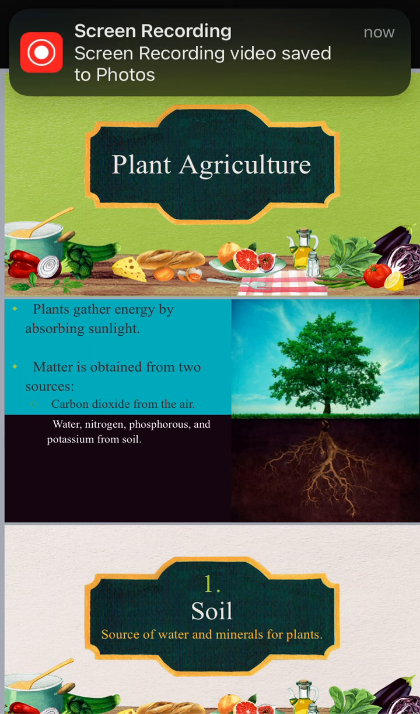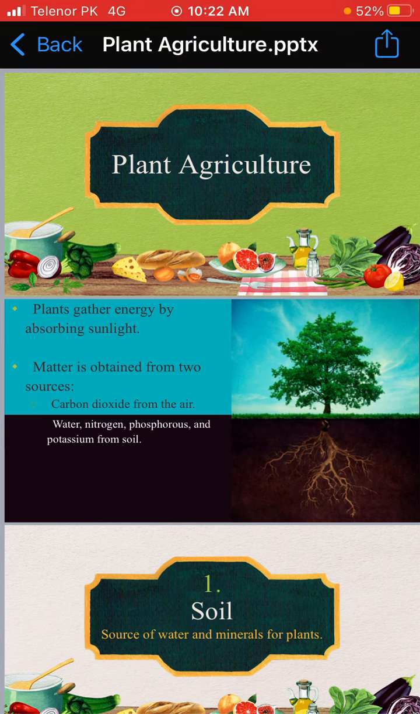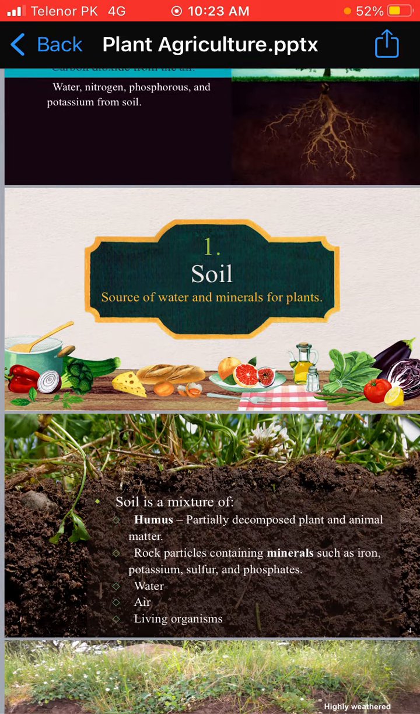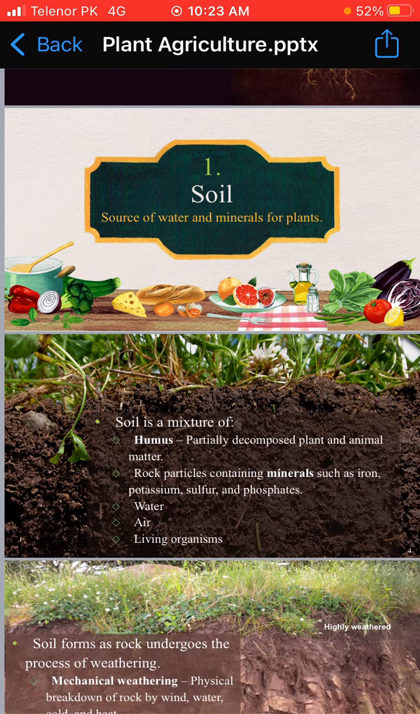Plants gather energy by absorbing sunlight. Matter is obtained from two sources: carbon dioxide from the air, and water, nitrogen, phosphorus, and potassium from soil. Number one, soil, the source of water and minerals for plants.